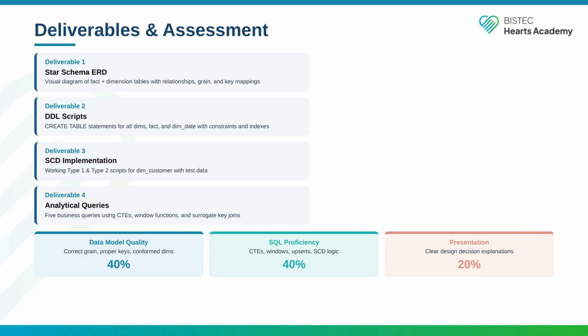Let us review what you need to submit and how it will be evaluated. There are 4 deliverables. First, a star schema ERD showing your fact table, all dimensions, relationships, and grain declaration. Second, complete DDL scripts that create all tables with proper constraints and indexes.